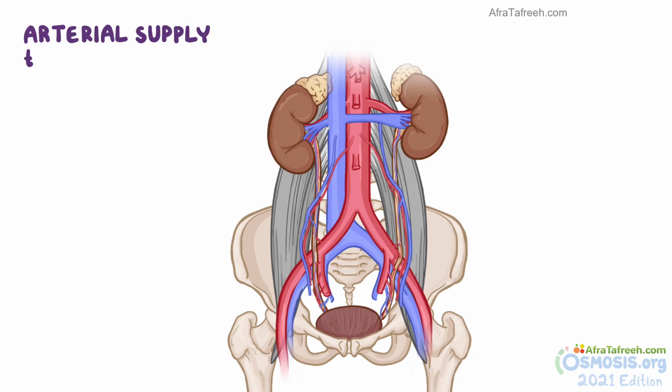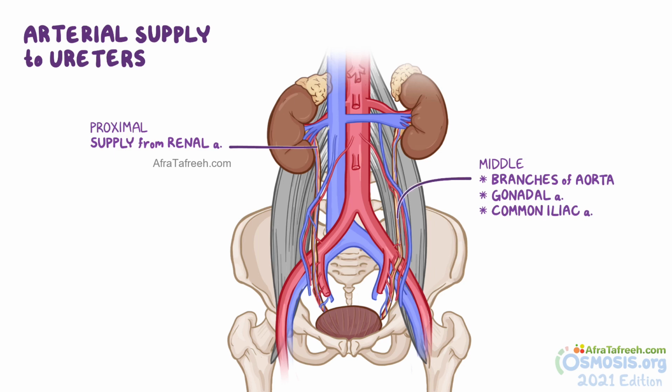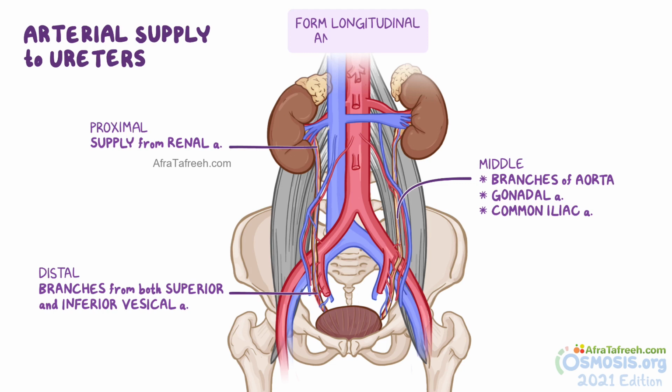The ureters are supplied by a variety of adjacent vessels on their course towards the bladder. The proximal part of each ureter receives its blood supply from the renal arteries, while the middle part is supplied by branches of the abdominal aorta, gonadal arteries, and the common iliac arteries. The distal part of the ureter within the pelvis is supplied by branches from both the superior and inferior vesical arteries, which are branches of the internal iliac arteries. All arteries that reach the ureters divide into ascending and descending branches that form longitudinal anastomoses.